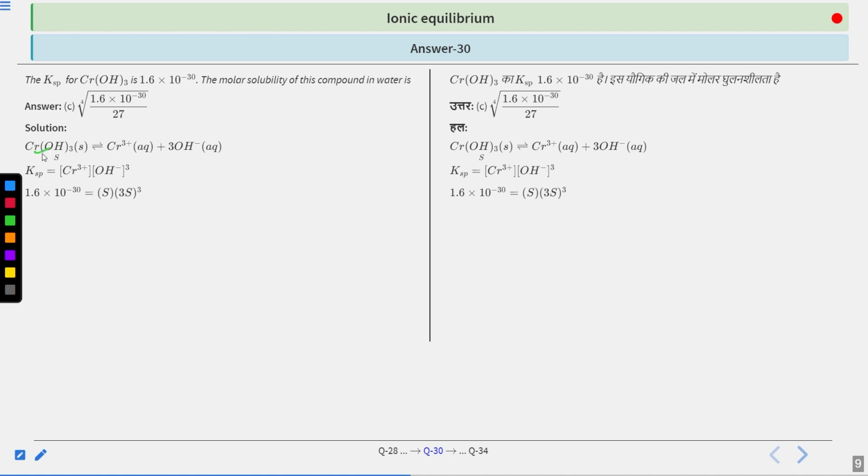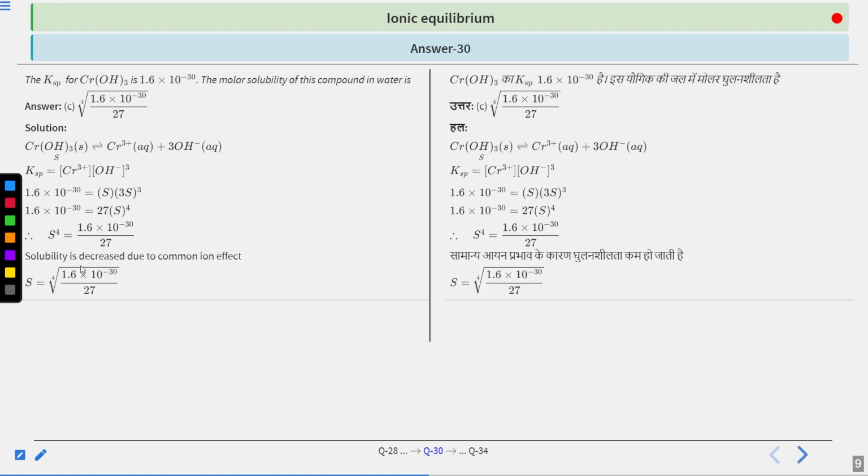So if S is the solubility, then we will get S as the concentration of Cr3 plus, and 3S as the concentration of the hydroxide. Now we have to take the cube of this, and put the value of Ksp here. Using this simple equation we can calculate our S. So 3 cube is 27, and S into S cube will be S to the power 4. Now S to the power 4 can be written as 1.6 into 10 to the power minus 30 by 27. Or we can calculate S, or the solubility, as the fourth root of 1.6 into 10 to the power minus 30 by 27.